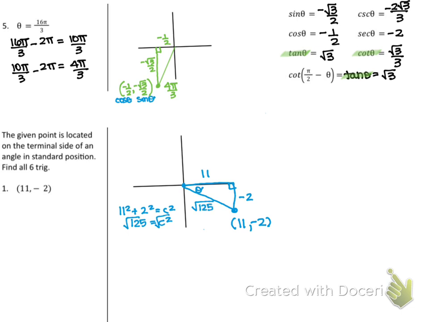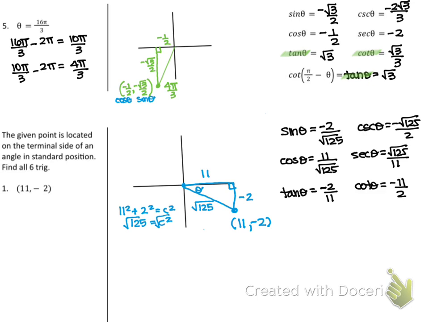Now, fill in everything that you're supposed to know. So write all 6 trig functions for this. Pause it. See if you can do it. Watch your positives and negatives. Okay, if you check yours against mine, notice that I did not simplify the root 125. You can, but you don't have to. And I don't have to rationalize with the root 125 in the bottom because it's not a special right triangle. Totally fine leaving it this way.